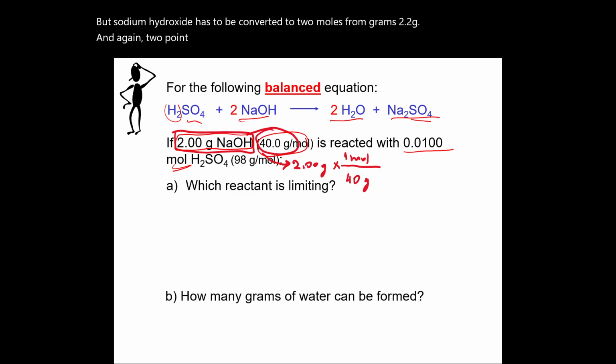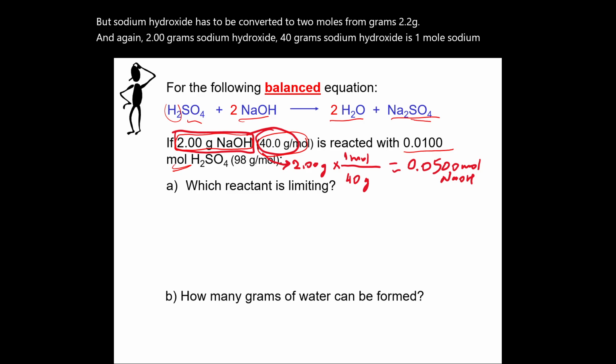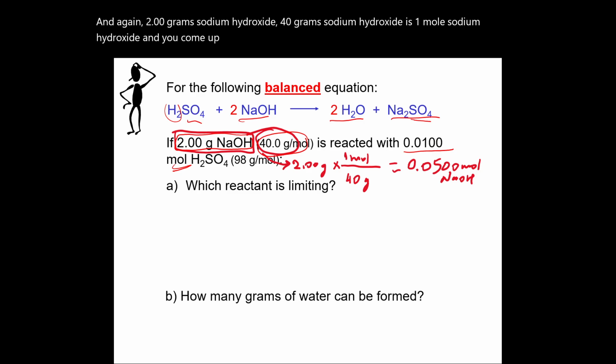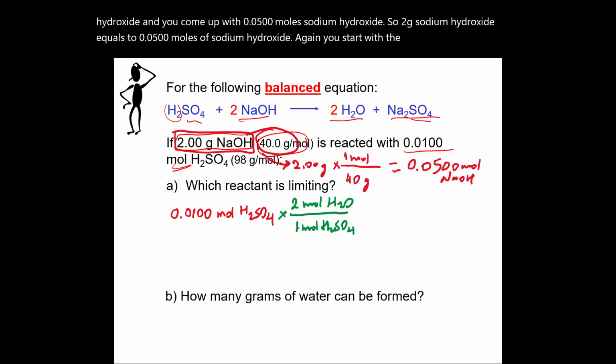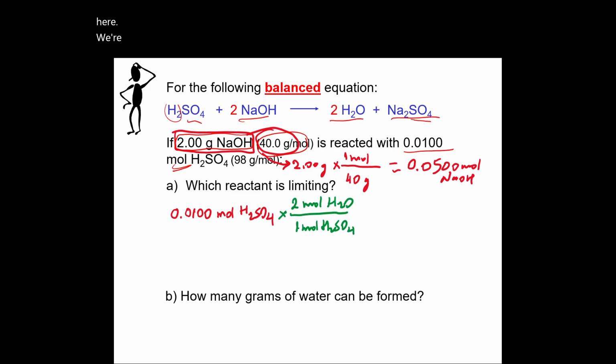Again, 2.00 grams sodium hydroxide, 40 grams sodium hydroxide is 1 mole sodium hydroxide, and you come up with 0.0500 moles sodium hydroxide. So 2 grams sodium hydroxide equals 0.0500 moles of sodium hydroxide. Again, you start with the moles of sulfuric acid here. We're trying to find out which one is consumed first, which one is the limiting reactant? Is it sulfuric acid or sodium hydroxide?